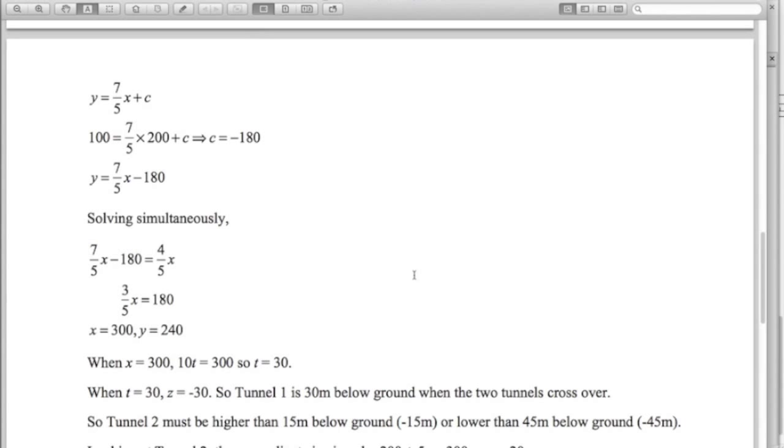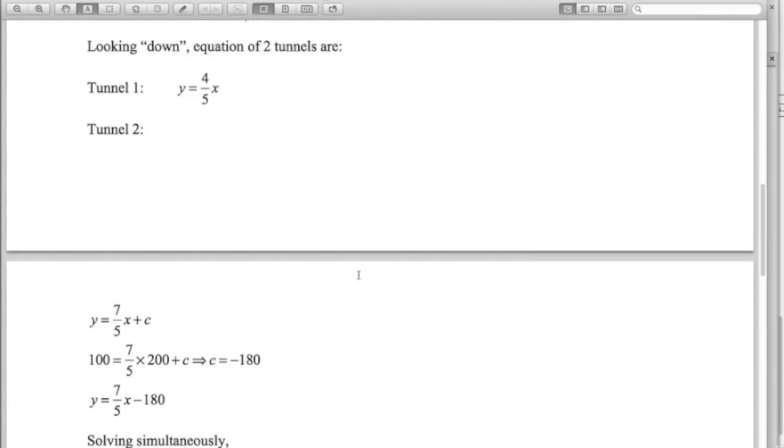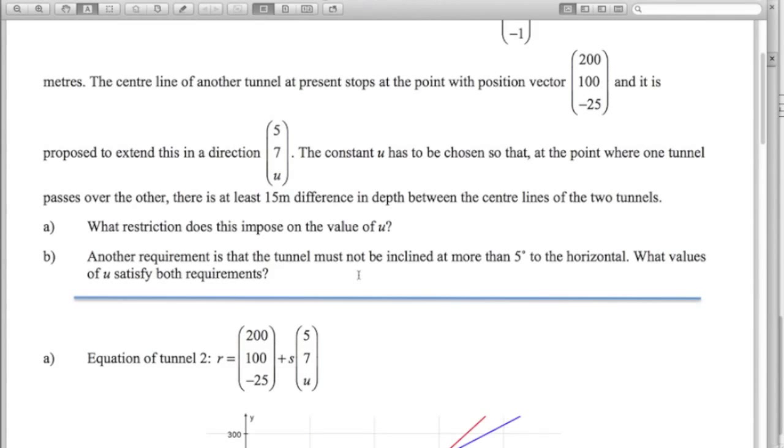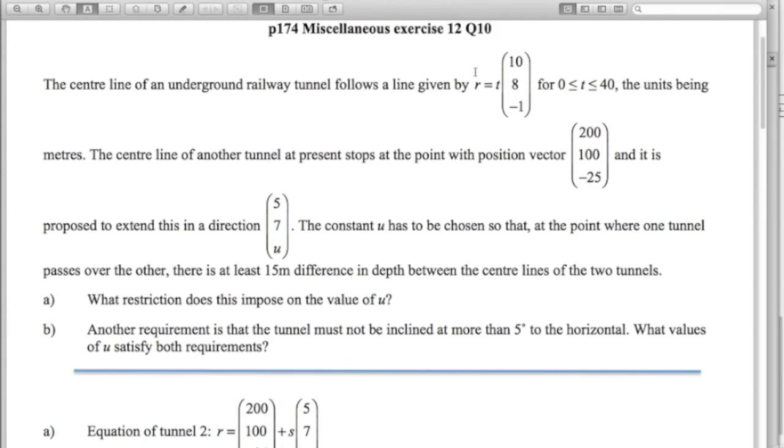Okay, if we look now at the first equation, when x equals 300, let's go back up. Here's the first equation right here, and I'm saying, well, when x is equal to 300, what's the value of t? So you can see the x coordinate is always going to be 10t. So if 10t is 300, that means t is equal to 30 at that exact point. You can also see 30 times 8 is 240. That also gives us the right y value. 30 times negative 1 is negative 30. So the first tunnel is negative 30 meters, or 30 meters below ground, where the two tunnels cross.